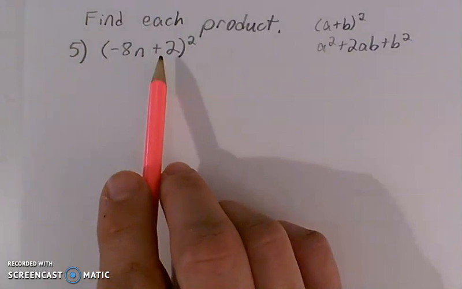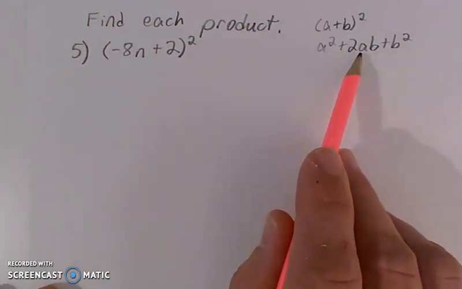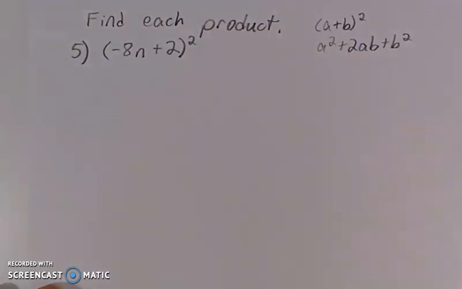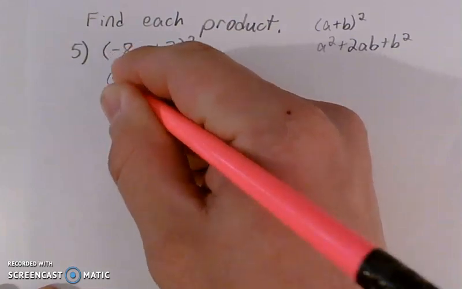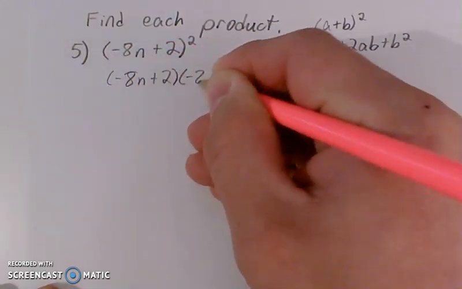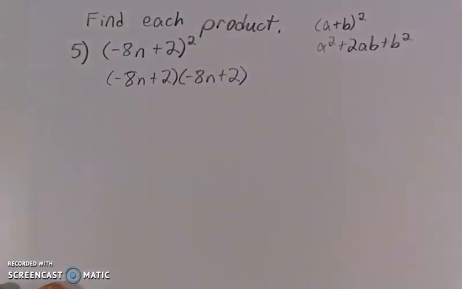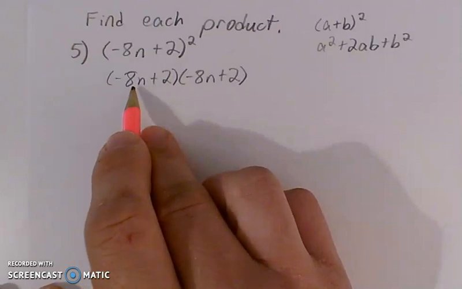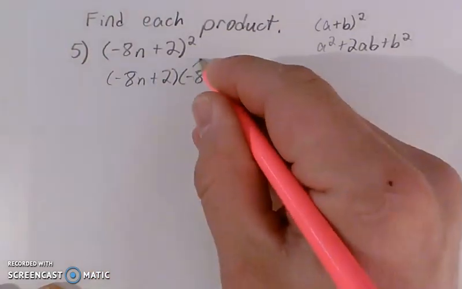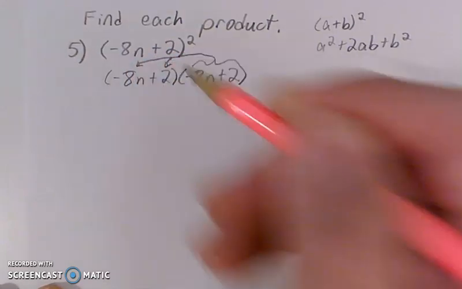Now number 5, this is a perfect square. I'd really suggest you know how to do perfect square trinomials by using the form. But what I'm going to do is I'm actually just going to multiply it to itself. So I'm going to do negative 8n plus 2 times negative 8n plus 2 and simplify that out. So when I'm doing that, I'm going to double distribute again. So I'm going to take the negative 8n plus 2 and distribute it to each value in this expression.